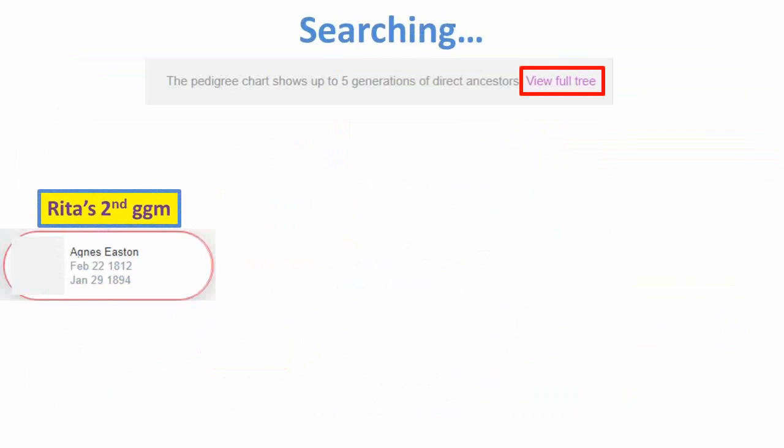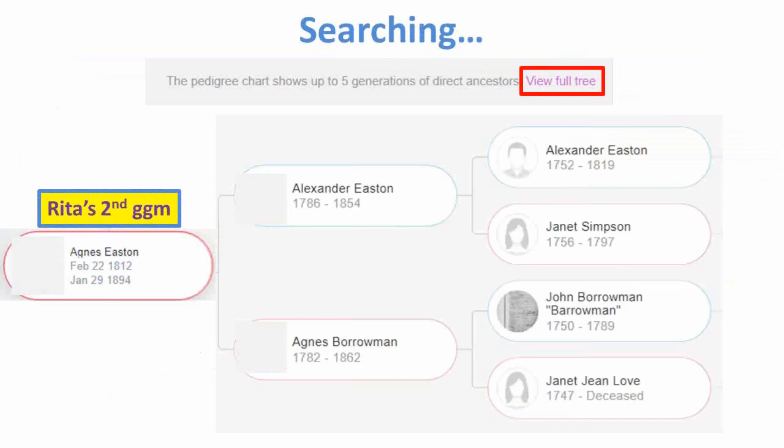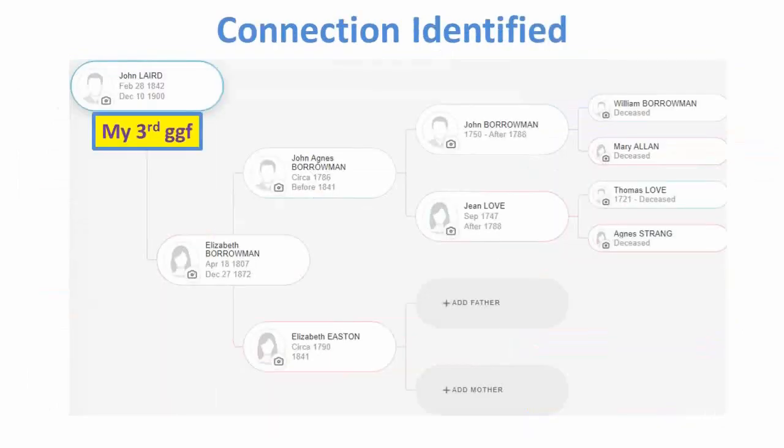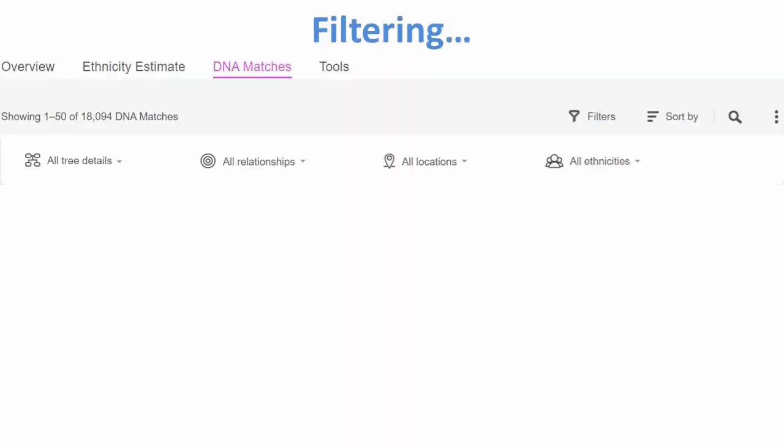So I need to look at the full tree again, and I find that Agnes's parents were Alexander Easton and Agnes Borroman, and straight away I see the connection, John Borroman and Jean Love, my ancestors. If we look at my third great-grandfather, John Laird, there they are, his great-grandparents, John Borroman and Jean Love.